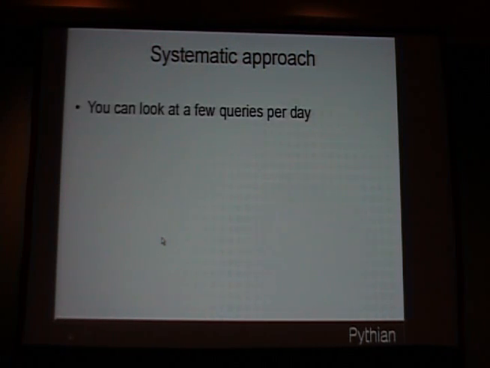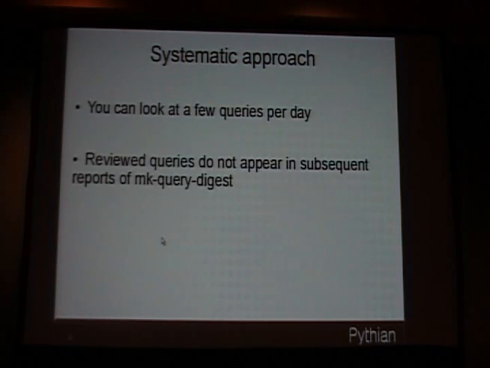It's a systematic approach. So, I already said this, we look at a few queries per day. Reviewed queries do not appear in subsequent reports of MK Query Digest. So you know how we had the report, and we had the analysis, and then the middle part, where it gave us a detailed report of each query. By default, that won't show up when you've already done that. So this is query number 5. By default, then I would get query 1, 2, 3, and then 6.